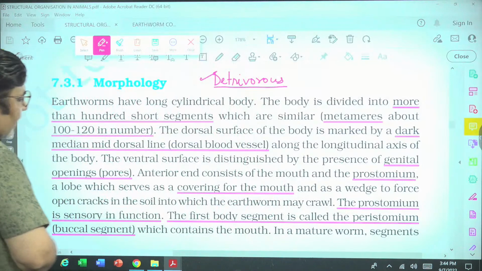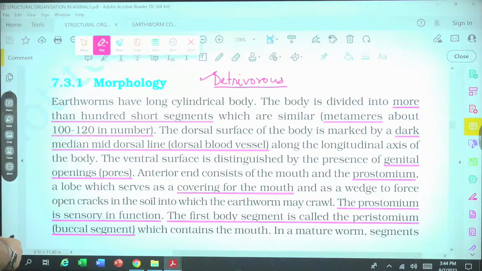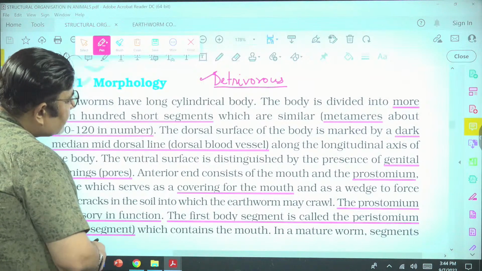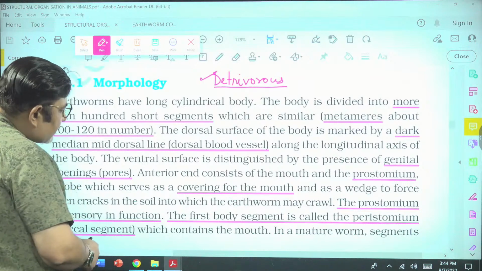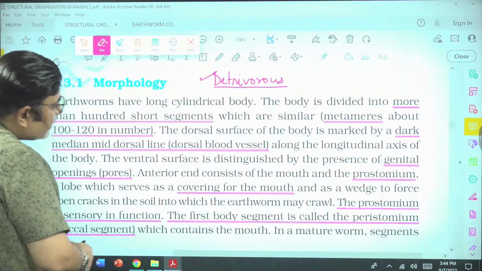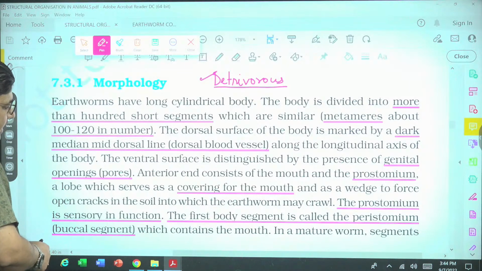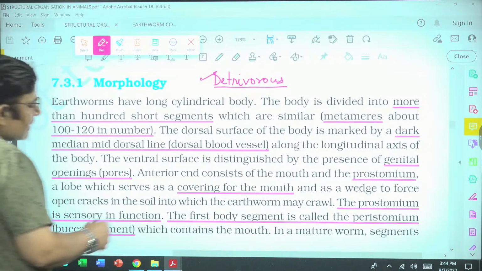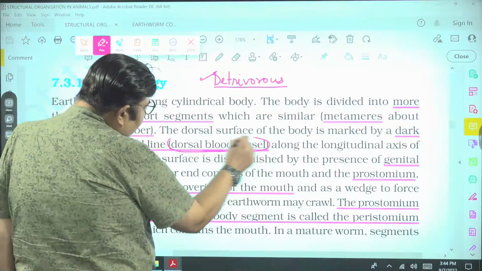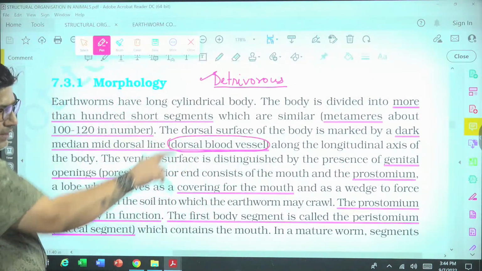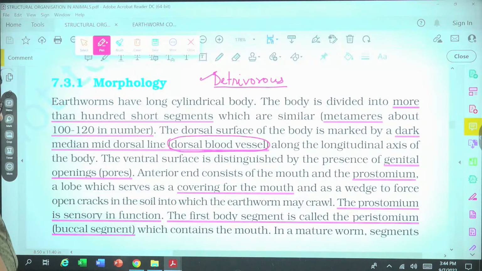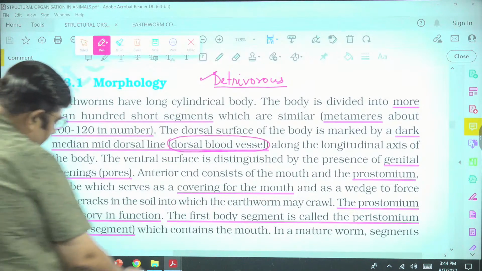The body is divided into more than 100 short segments which are similar, called metameres, about 100 to 120 in number. The dorsal surface of the body is marked by a dark median mid-dorsal line, which is actually the line seen by the dorsal blood vessel, running along the longitudinal axis of the body.